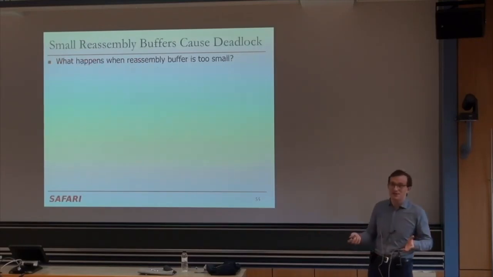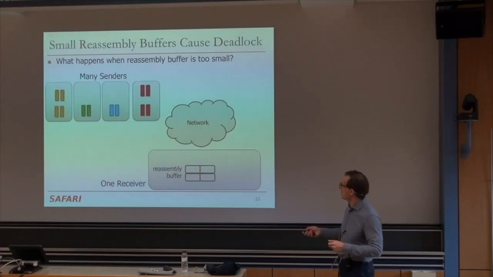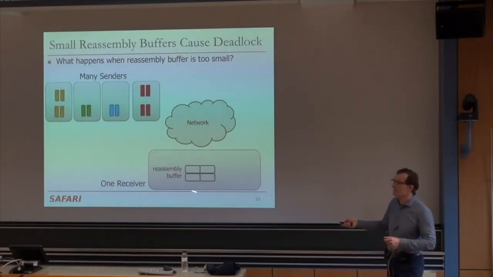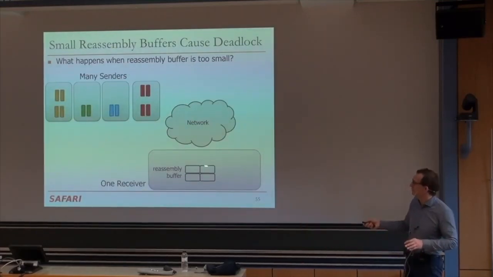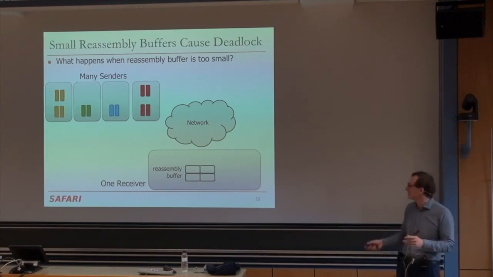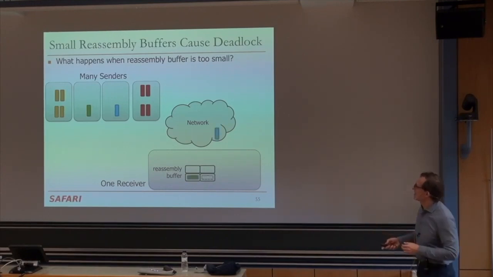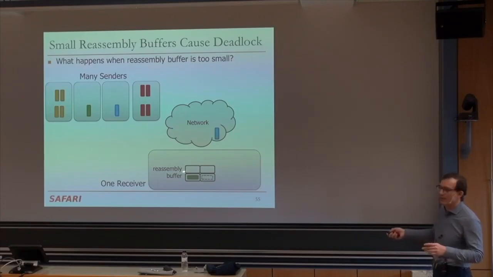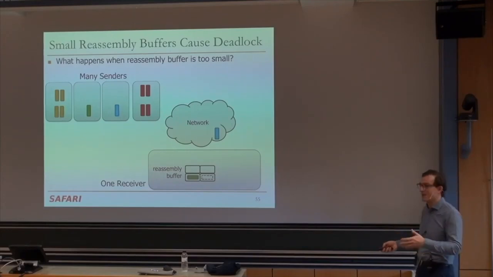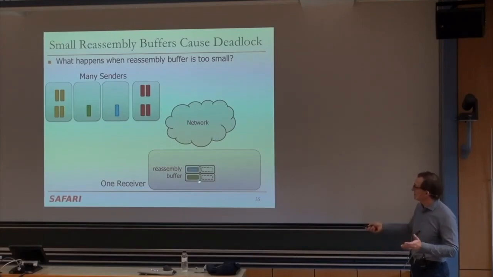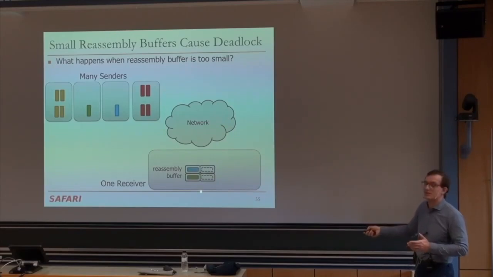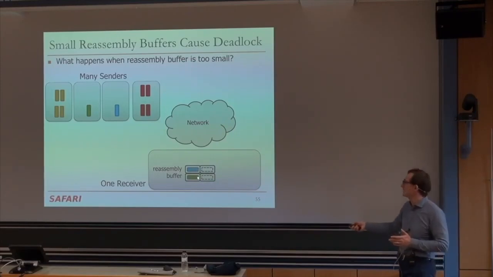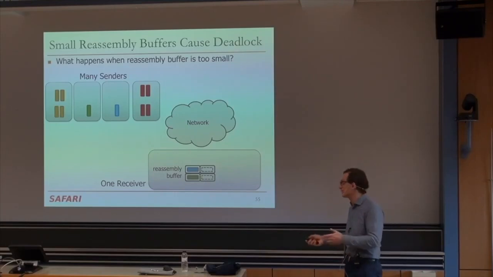What happens if the reassembly buffer is too small? Let's take a look at that case. You have many senders, you have the network, and you have a reassembly buffer that looks like this. You have 2-flit packets and 2 packets that could be reassembled in the end. Let's assume that senders are sending their packets, they're arriving, and this one allocates one of the reassembly buffers. Now it's waiting for its match, which is the second flit in the green packet. And this one also gets allocated, received by the reassembly buffer. Now the reassembly buffers are waiting for the second flits of the blue packet and the green packet.